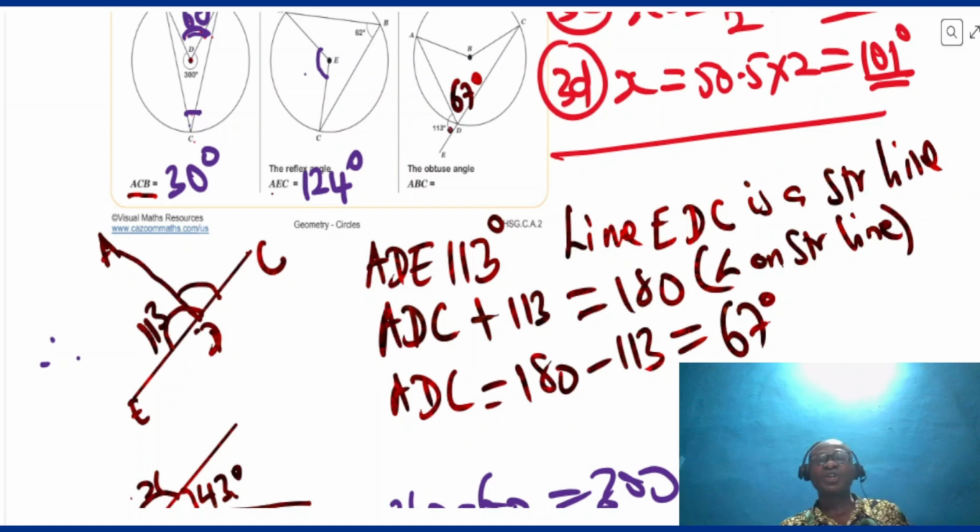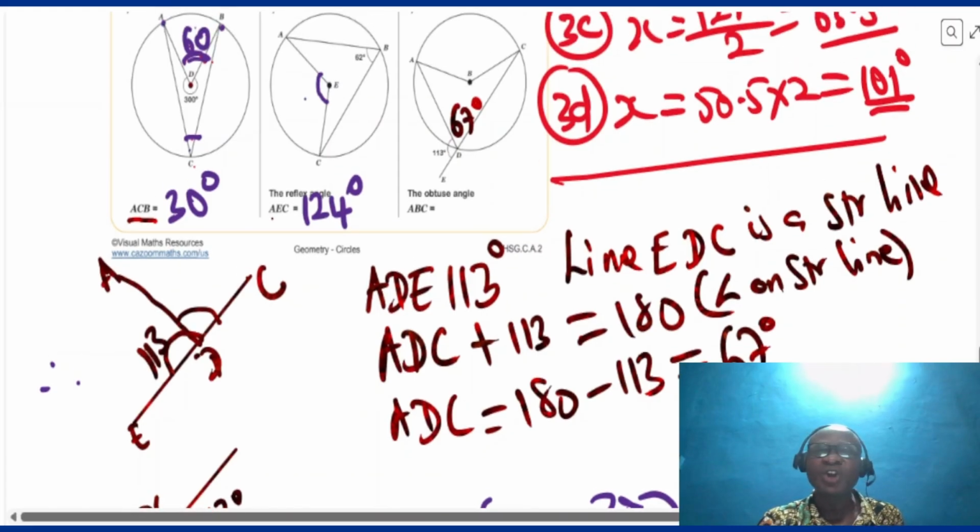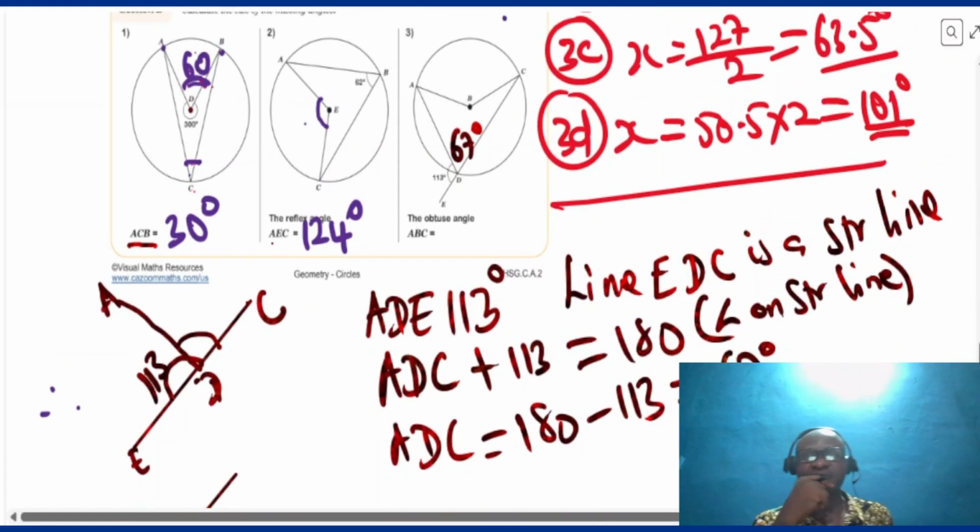Okay, beautiful. So I was asking you for this angle I wrote down. That place now is called ADC. Another name for that place is angle at circumference. Why is it called angle at circumference? Because it is on the circumference of the circle. I don't know if you get me now.